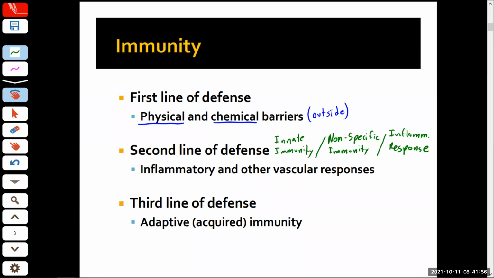We're going to go through those three names and what they mean. This is just an overview. The second part of today's lecture will be the third line of defense. This one has two names associated with it. It's the adaptive or the acquired immunity. Sometimes you'll hear it called the specific immunity. I don't use that term all that often, because adaptive and acquired kind of cover that. So that's where we're headed today.